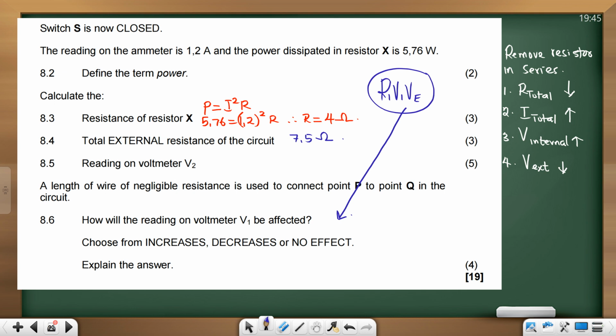For the last question, increase or decrease, the arrow up or down: write the full word. Don't write arrows. Please write the full words: increase, decreases. Don't use arrows. That's Chinese. R total decreases, I total increases, V internal increases, and V external what? Decreases. And if you swap it, just change the signs. All right, are we okay?